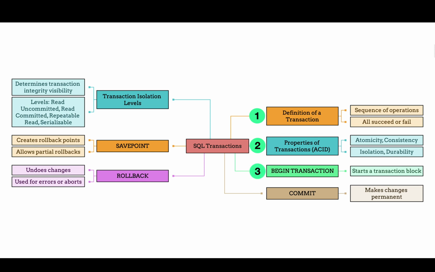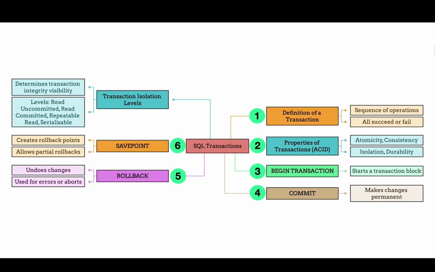3. Begin transaction, marks the starting point of an explicit transaction. It's used to start a new transaction block. 4. Commit, commits the current transaction, making all changes made during the transaction permanent. 5. Rollback, undoes all changes made in the current transaction. It's used to roll back a transaction if an error occurs or if the transaction needs to be aborted.